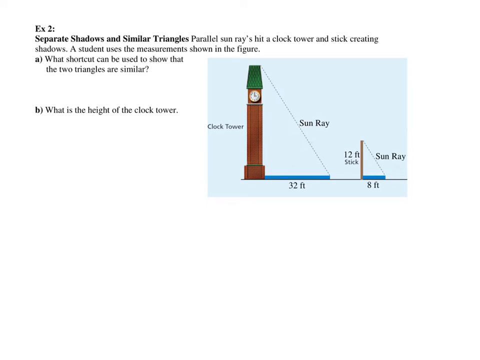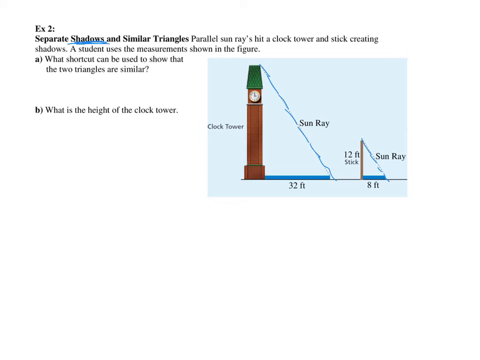Okay, example 2. All right, shadows and similar triangles. Okay, with shadows, you can use similar triangles. Check this out. So parallel sun rays hit a clock tower and a stick. All right, so the sun rays are coming down at a particular angle, hitting the clock tower and the stick.